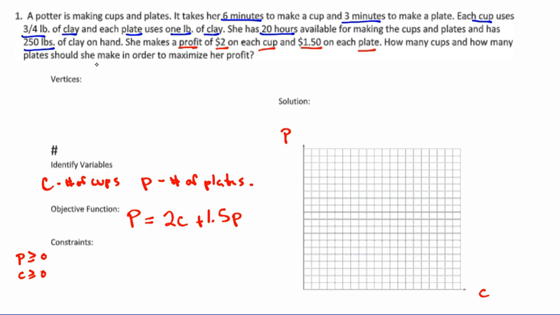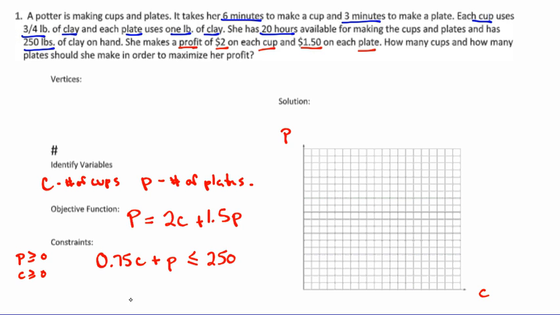I'm going to start with the weight. That one's a little bit easier. The weight of the clay for a cup and for a plate. And so what that will look like is 3/4 of a pound, 3/4 is 0.75, and that is how much we use per cup, plus 1 pound of clay per plate. So I'm just going to put P. Has to be less than or equal to the total amount of clay that we have, 250.